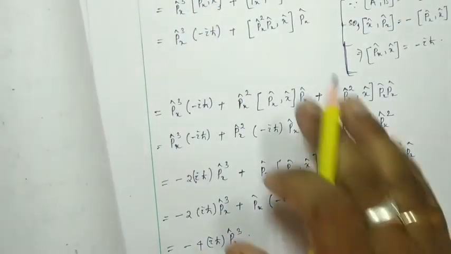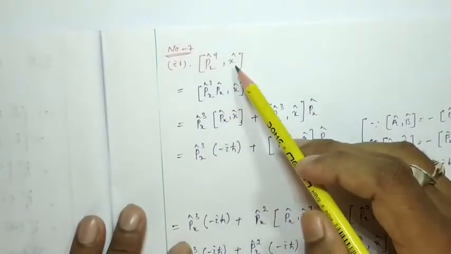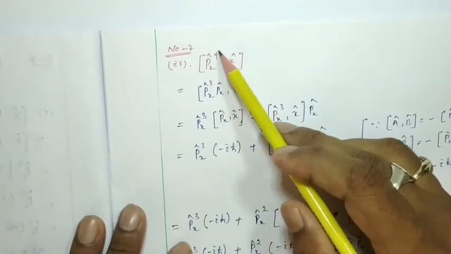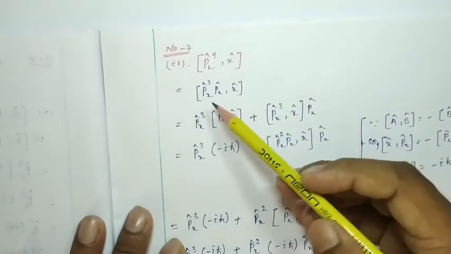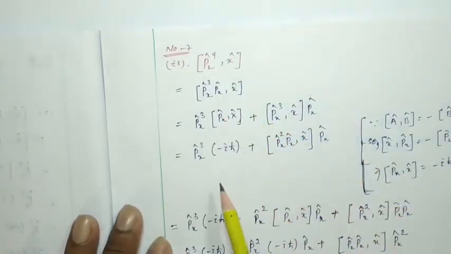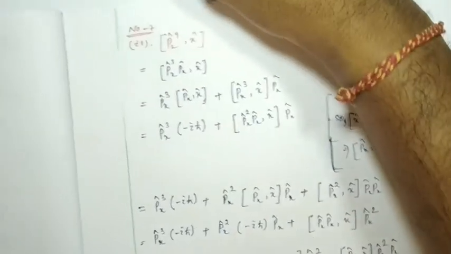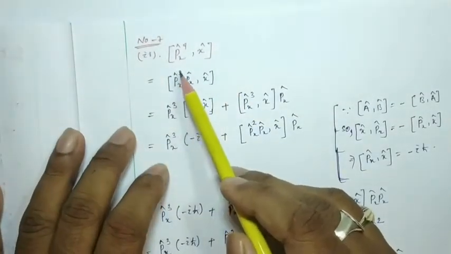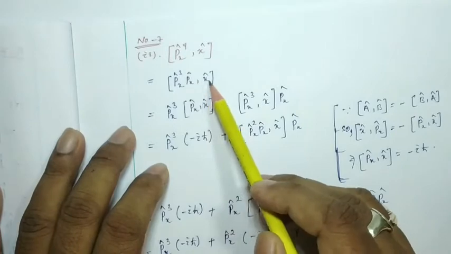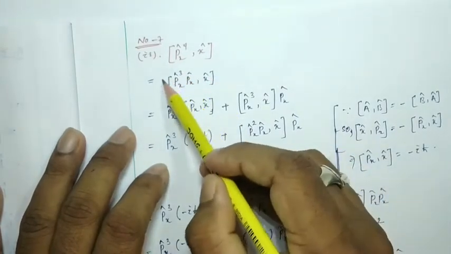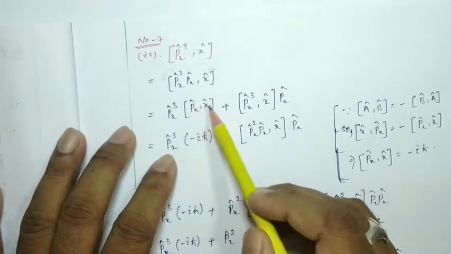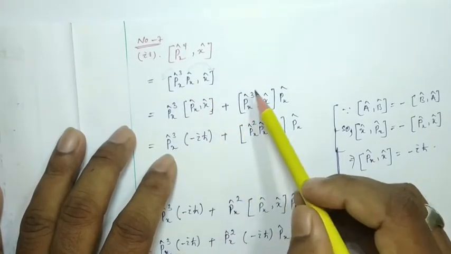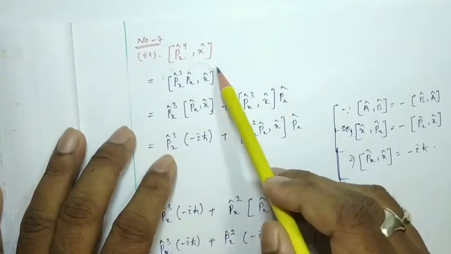Now we move to the question p_x cap to the power 4 and x cap. The same way we are going to solve it. First we will solve it the traditional way quickly. So p_x cap cubed, p_x cap, x cap: this will be moved towards the left, this will be moved towards the right. It will be p_x cap cubed, p_x cap, x cap, plus p_x cap cubed, x cap. This is moved towards the right.